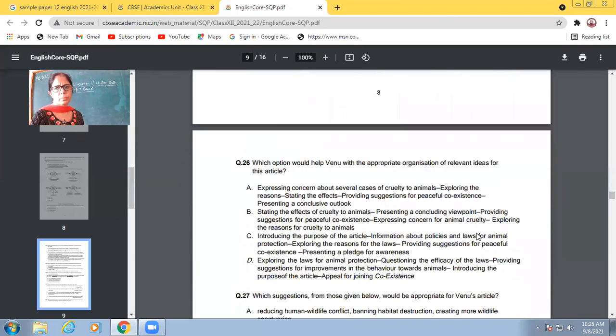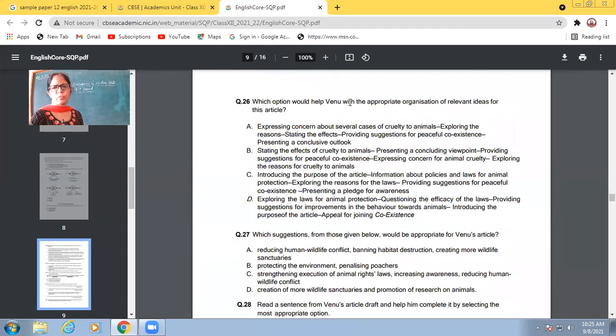Okay. Now, which option would help Venu with the appropriate organization of relevant ideas for the article? Yes, so very important question. When you write an article, you don't bother whether you are writing the ideas in proper sequence, or whether the right ideas are correlating with each other, whether coherence is there. And here you'll actually come to know whether the things are coherent or not.